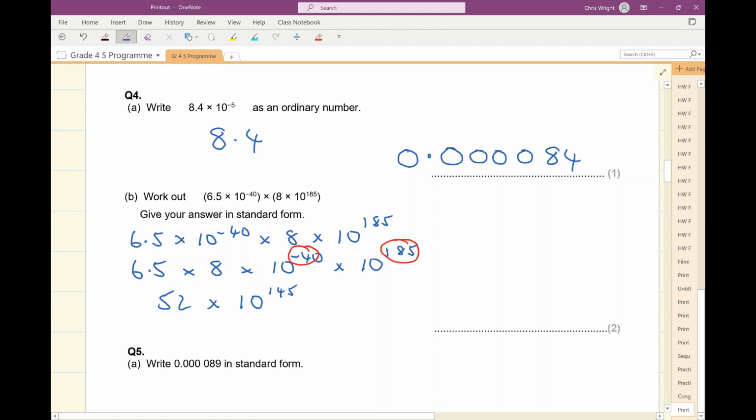Now, 52 times 10 to the power of 145, that's 5.2. I've taken a power of 10 from the 52, so I have to add it on. So the answer in standard form is 5.2 times 10 to the power of 146.